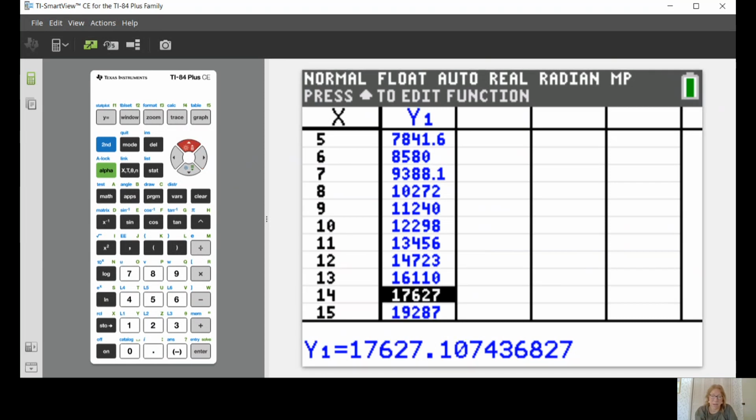But I think it was this 17,000 thing. Let me go look at it. I don't have to change the window for me to look. It said 17,627 and about 11 cents. So that's this one. So we can actually just scroll through the table and then look over and say, oh, that's at 14 years. And then that would be the answer to that question.